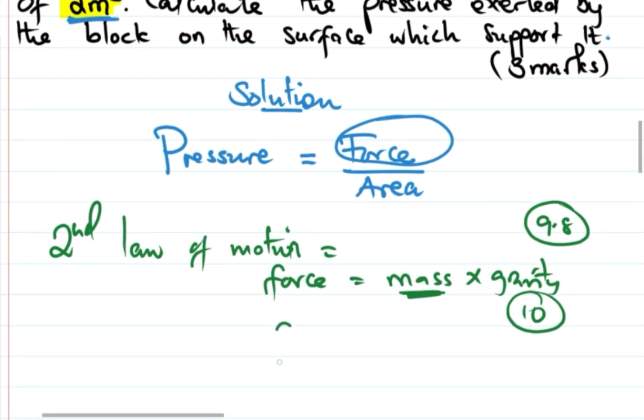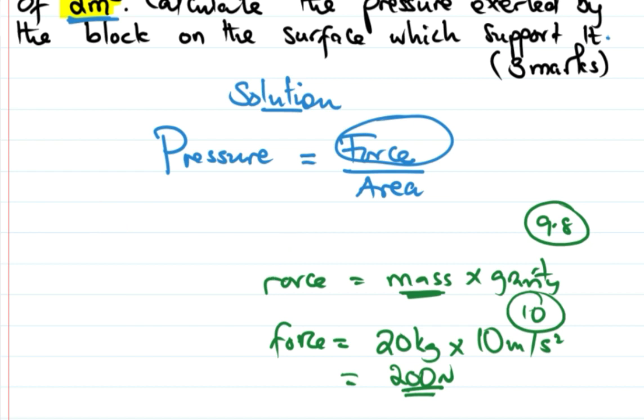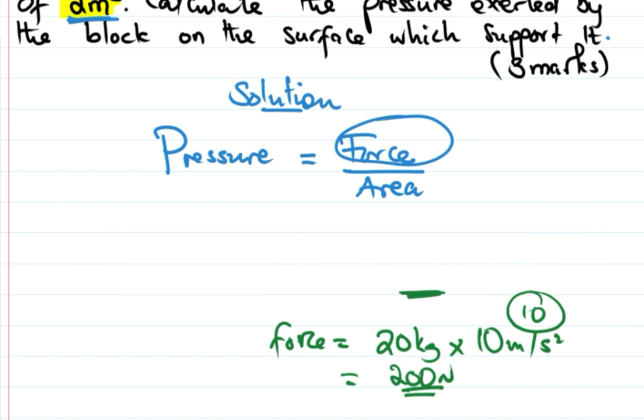So we write force is equal to mass, which is 20 kgs, multiplied by gravity. Gravity is 10 meters per second squared. So our force will be 200 newtons.